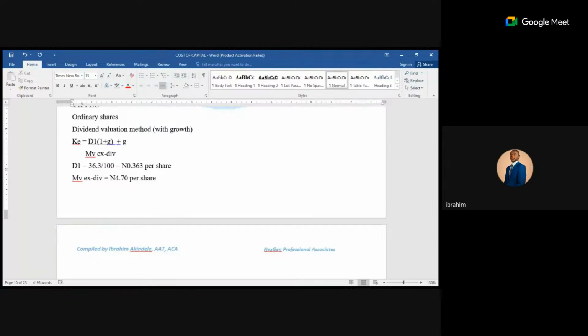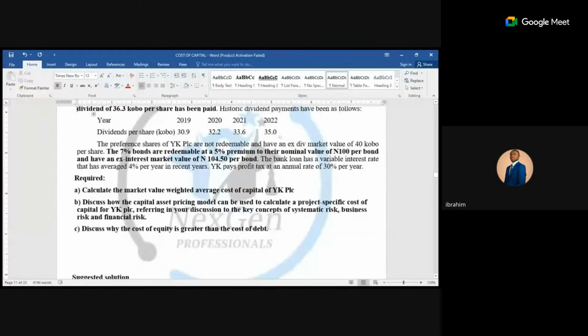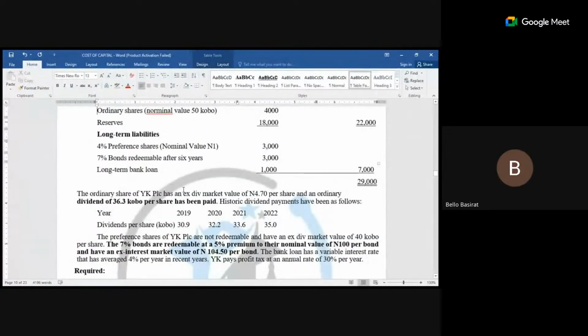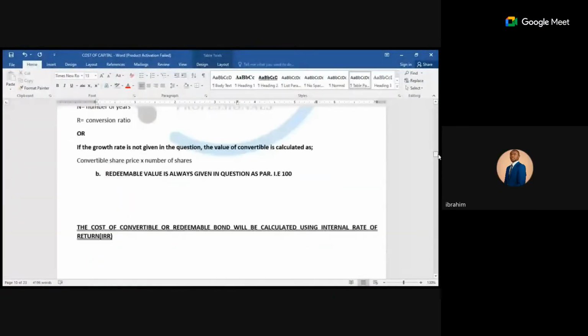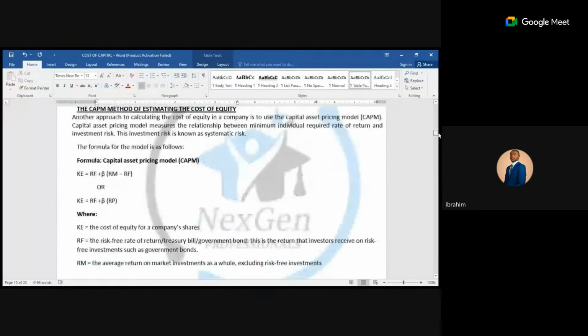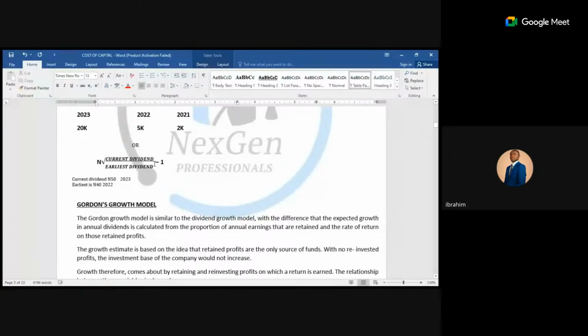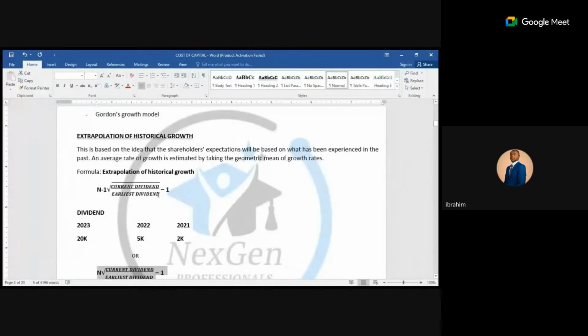Now, the next one is the growth rate. The growth rate is not given in this question. We need to determine the growth rate. If I want to determine the growth rate, which method are we going to use, class? Extrapolation. So I can go back to my extrapolation formula: the nth root, n minus 1, of the current dividend divided by the earliest dividend, minus 1. So I can come back to this side and do my copy and paste, and move on.